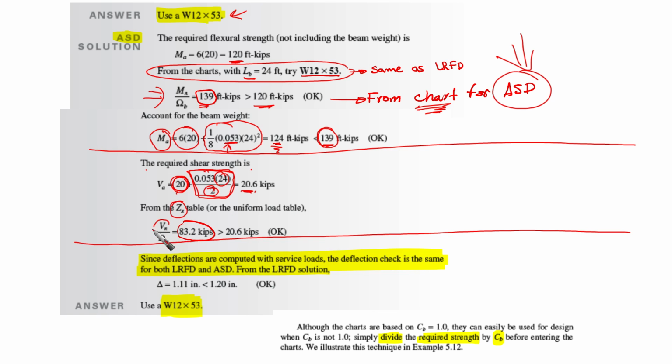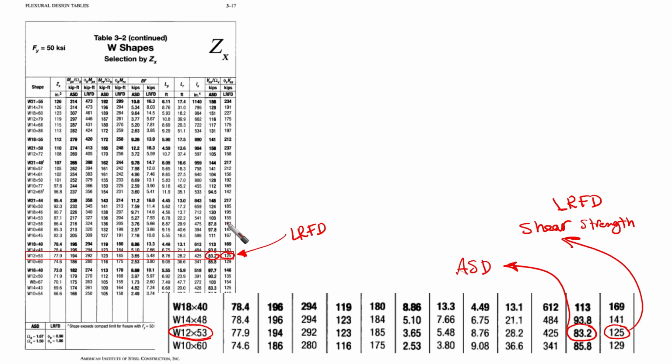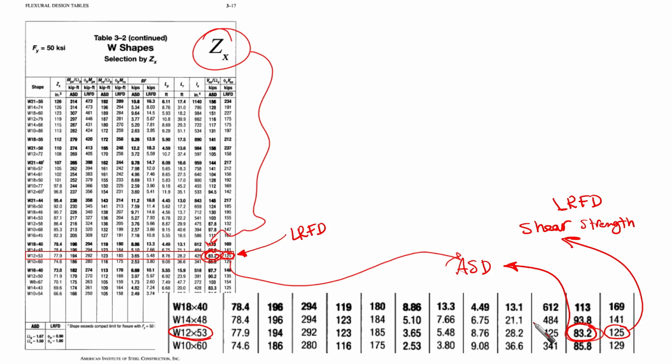We can obtain Vn over the safety factor. It equals 83.2. From where? From the Z table. Okay, the Z table, yes, here this is the ZX table, and you're going to find here 83. Zooming in, you're going to find it here, 83.